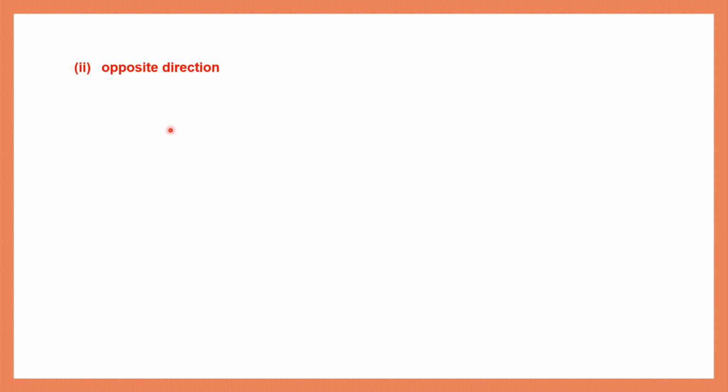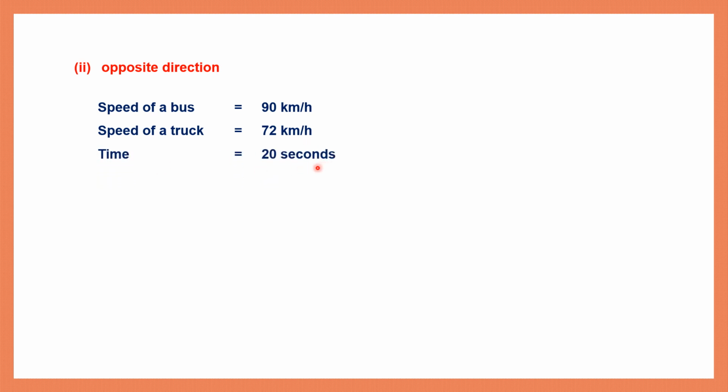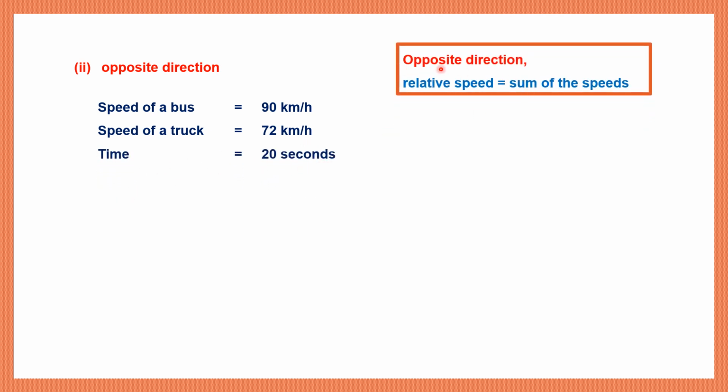Now we need to find the distance between the two after 20 seconds when they move in the opposite direction. So here also, what's given? Speed of a bus is given, speed of a truck is given, time is given, and we know that when they are moving in the opposite direction, relative speed will be the sum of the speeds. That means we have to add up the speeds. So let's find the relative speeds.